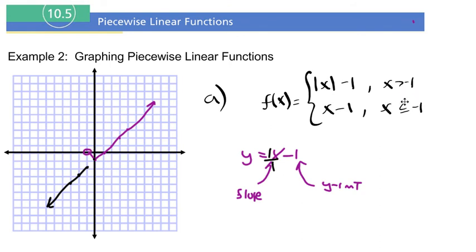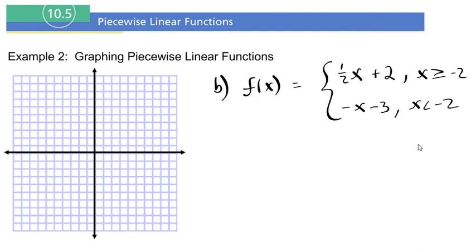When x is less than or equal to negative 1, I have to put a solid dot right there. This would be an open dot right there. So this is what this piecewise function looks like. You're like, oh, dude, that's pretty weird. That's how we graph those guys. We've got to graph two different functions, and we need to have restrictions on when we graph them.